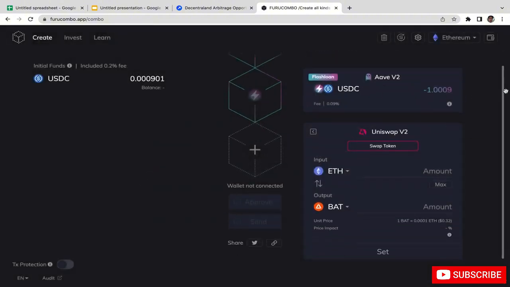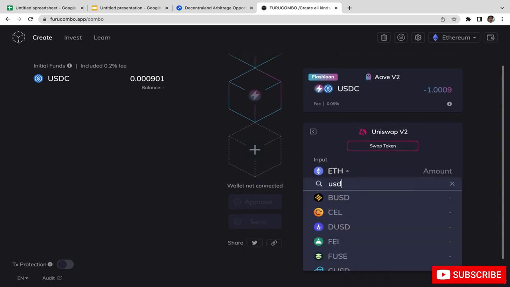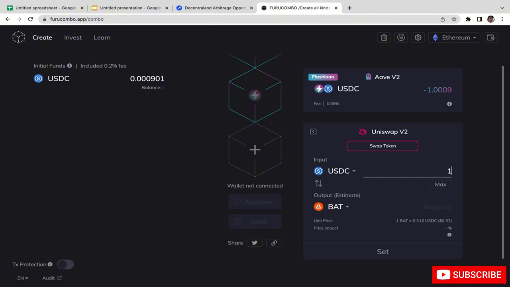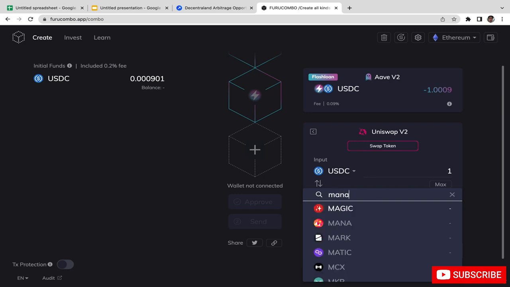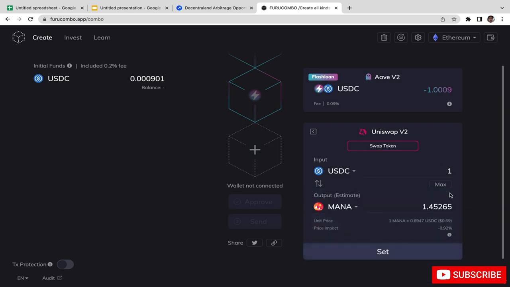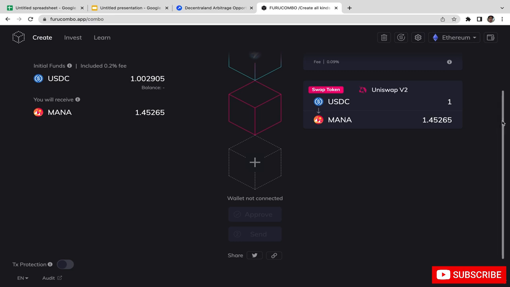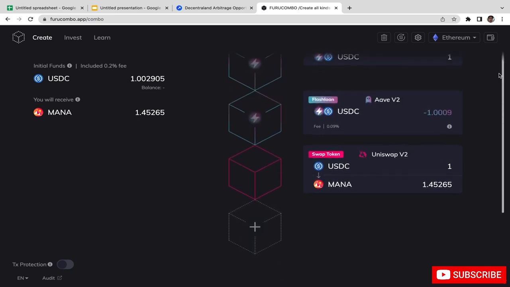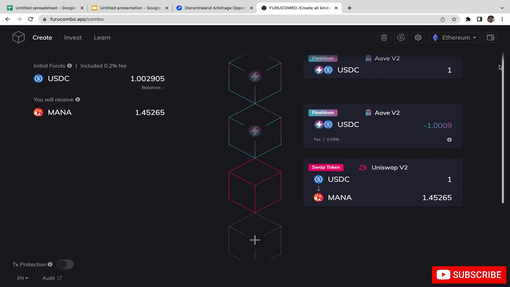Since we borrowed $1 from Aave, we need to change this to USDC, because we need to make sure that we are consistent with our previous assets here. Our current asset now is in USDC, so this has to be in USDC too. And then the same exact amount, which is 1 USDC. Since we're dealing with MANA, let's swap our USDC to MANA. So we got 1.445 MANA. Let's round that up for the sake of simplicity, just call it 1.5 MANA. So after swapping our USDC to MANA on Uniswap v2, we got 1.5 MANA.